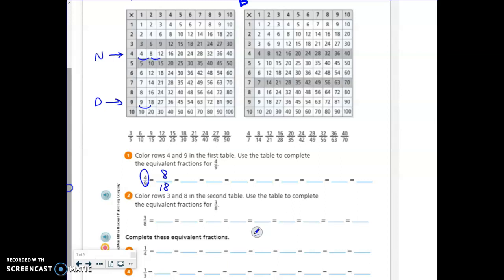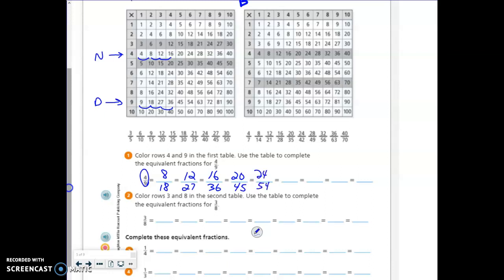If I bump one more over, now I'm multiplying that 4 by 3 and that 9 by 3, I can see that my next number in that chain is 12/27. One more over, 16/36. And I can easily use this multiplication chart to help me work my way through this chain of numbers.